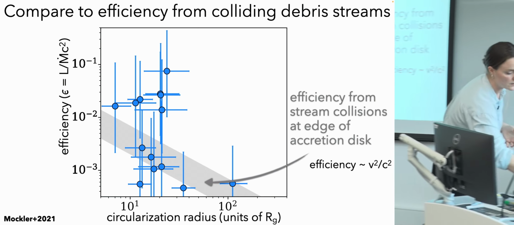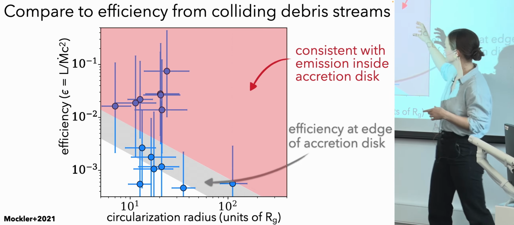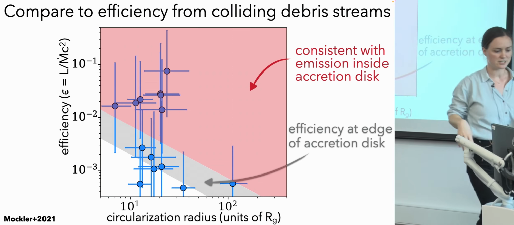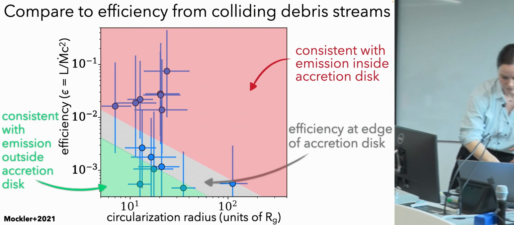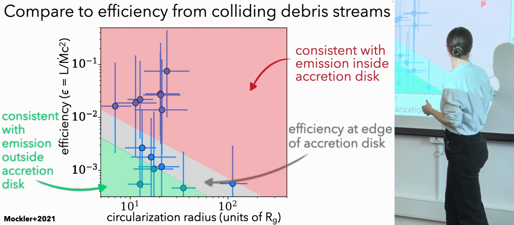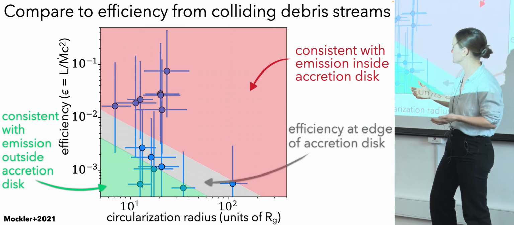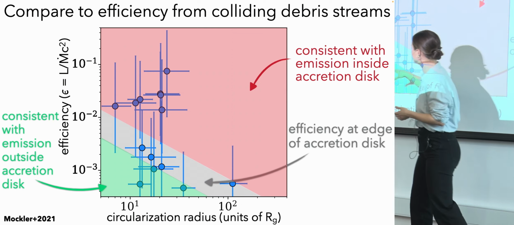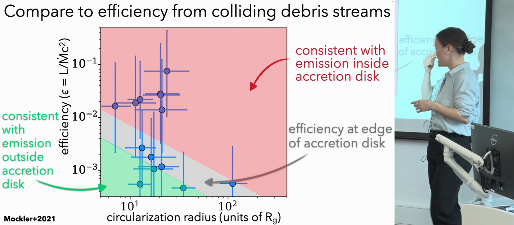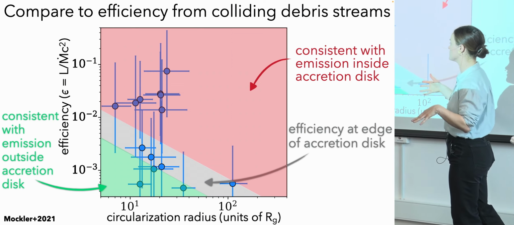And so what we're seeing on this plot is that this region up here is only really consistent with stream collisions within the size scale of the accretion disk. And then this gray region is around the accretion disk, with uncertainties from simulations of stream collisions. And this region down here is more consistent with emission from stream collisions outside the accretion disk. There are very large uncertainties on these efficiencies, which I'll talk about later if I have time.